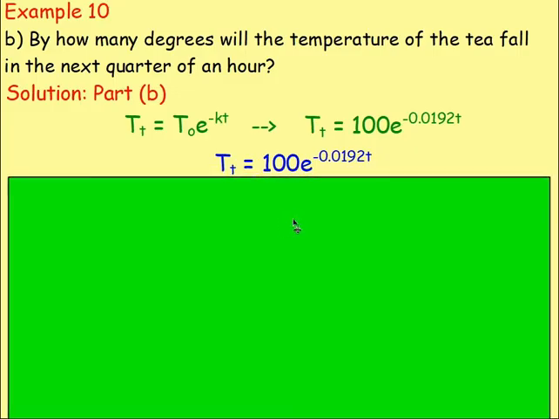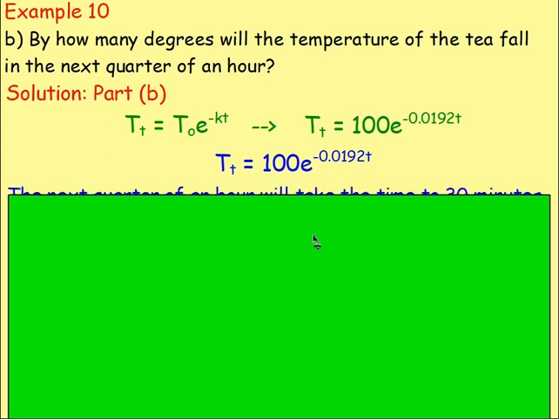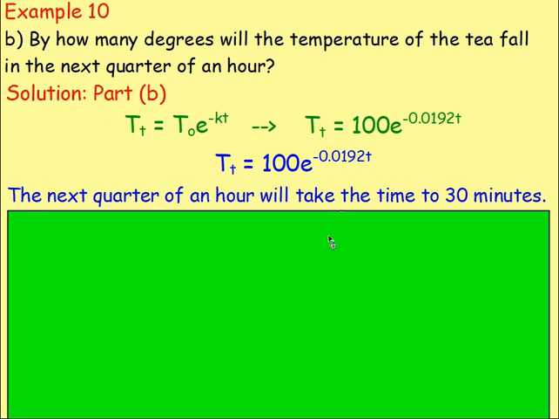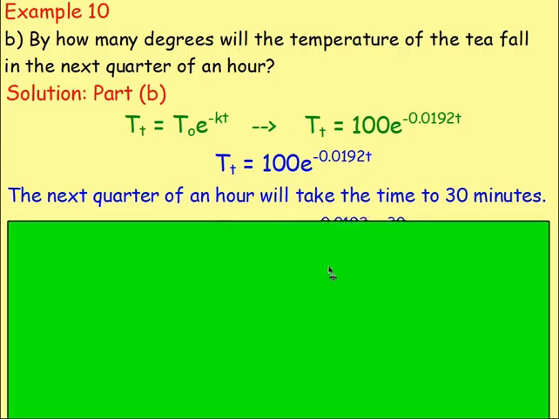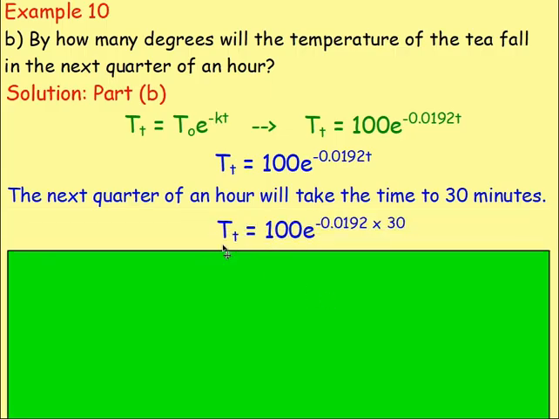Well, we know it's going to be the next quarter of an hour that we are looking for. So we had the time right at the start, it was 0, and we had the first 15 minutes. We're now looking for the next 15 minutes. We want to know what the temperature is going to be at the end of the next set of 15 minutes. And that will take the time to 30 minutes. So now we can replace t with 30. So the temperature is going to be equal to 100 e to the power of negative 0.0192. Remember, that's your answer from part A, times 30.